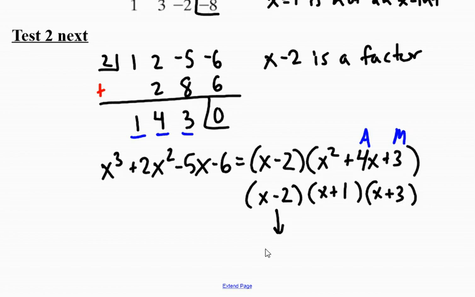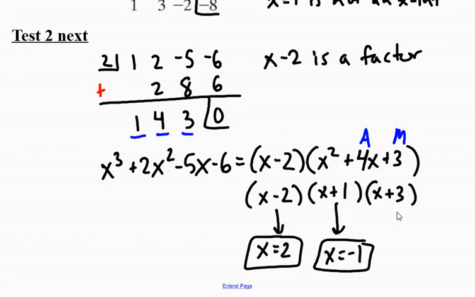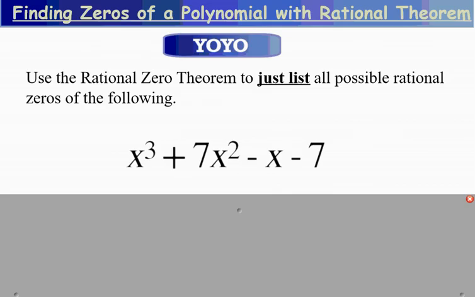factors, and all of the x-intercepts would be positive 2, -1, and -3. And you'd be done. And you could graph it. So that's the power of the rational root or the rational zero theorem.